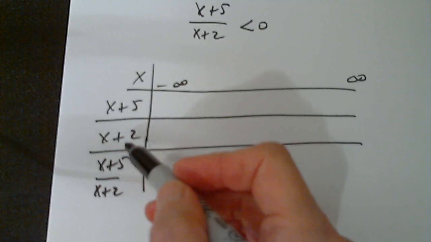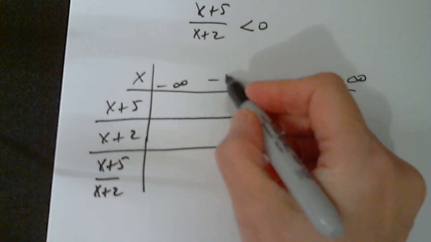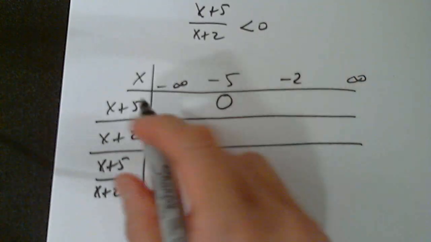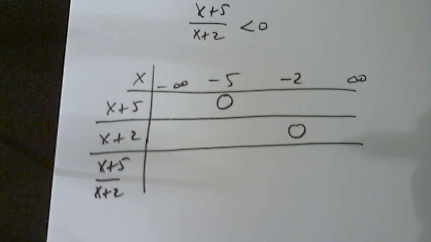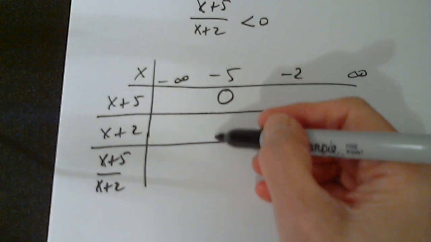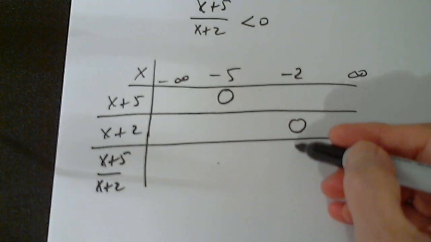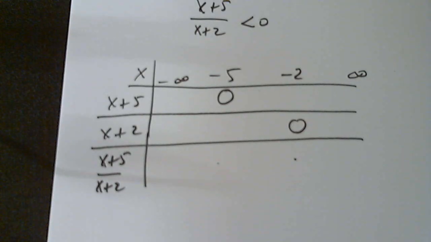When is this 0 and when is this 0? -5 and -2. That's the correct order. Very good. 0 for this, 0 for this. Now I have to make a decision. When the numerator is 0, what happens to the fraction? When the denominator is 0, what happens to the fraction?